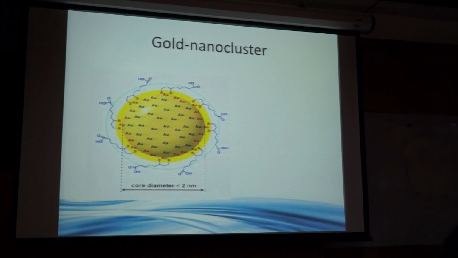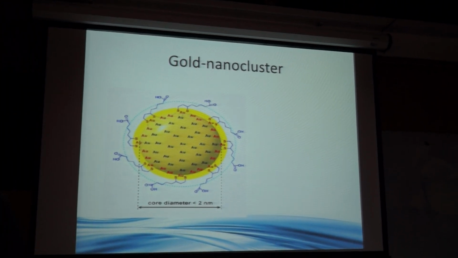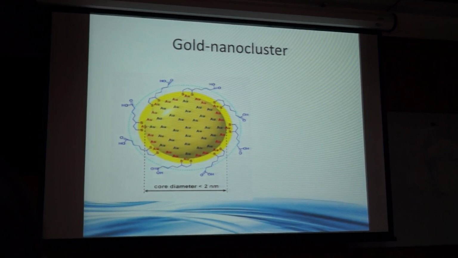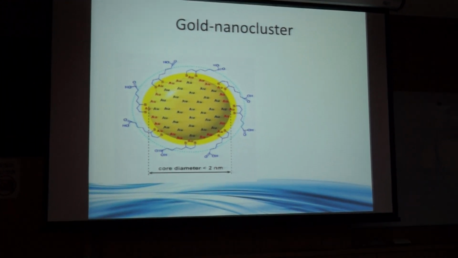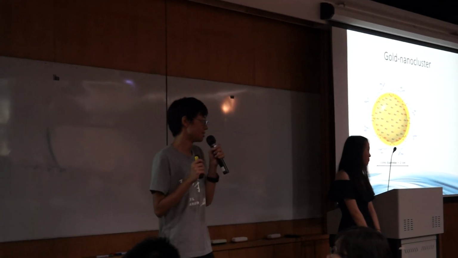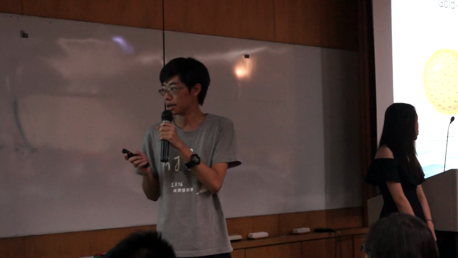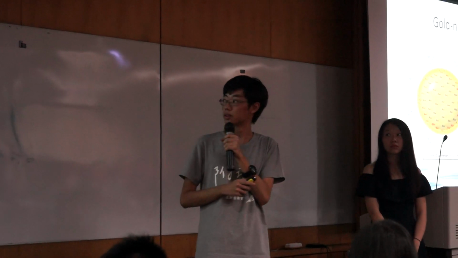So let's see what a nanocluster is. A nanocluster is actually a kind of nano gold, but it is smaller than the normal gold particle. It is a small, tiny form of nano gold, consisting of about 20 gold atoms, and its diameter is smaller than 2 nanometers. Most of the properties are the same as a normal nanoparticle, but here comes the biggest difference.